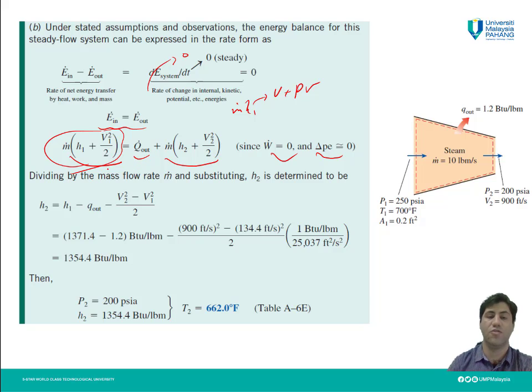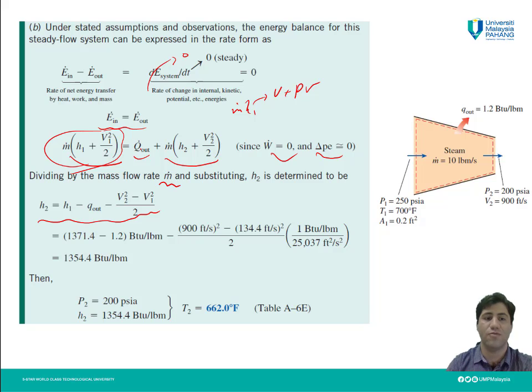And if we divide all of this equation by m dot, then by substitution and restructuring of the equation, we will have this equation: h2 will be equal to h1 minus Q out minus (V2 squared minus V1 squared) divided by 2, which, you can guess, this part is easy. And about h1, this side, it's okay.